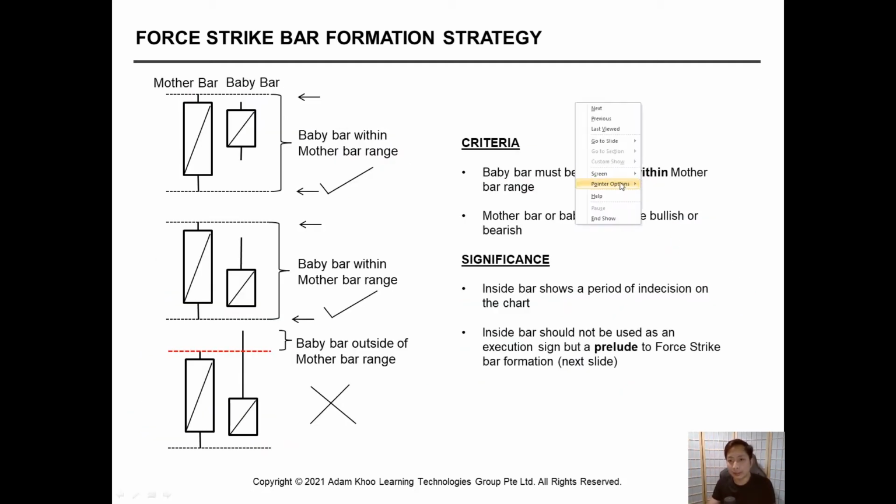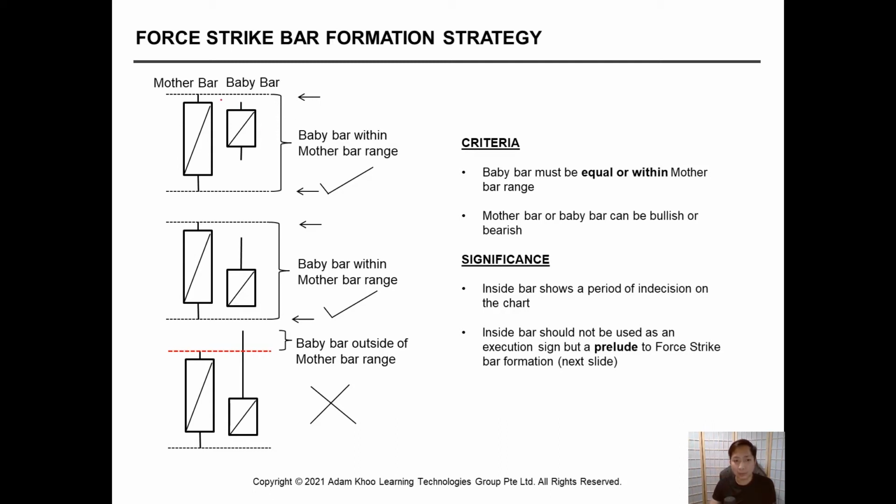Okay, so the formation is like this, guys. You need to have this thing called the inside bar first. So take note, guys. Please write down in your course manual. I only know there is a baby when there is a mother.